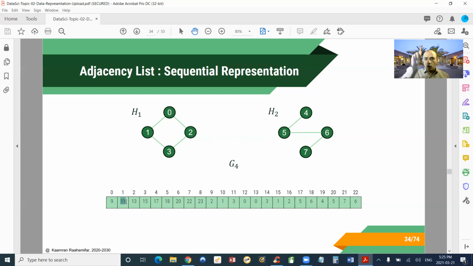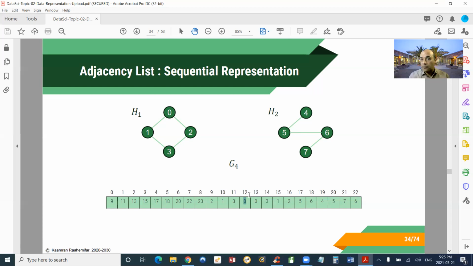You have 1, go to cell 11. Cell 11 is going to tell you 0 and 3, because 1 is connected to 0 and 3. So I'm going to use 0 and 3 here. So I have 2 connections to node 1, and therefore 11 and 12 are going to be dedicated to node 1. You cannot use that.